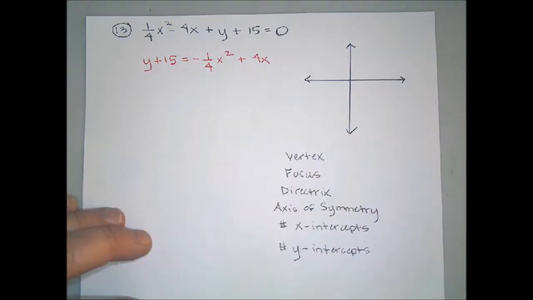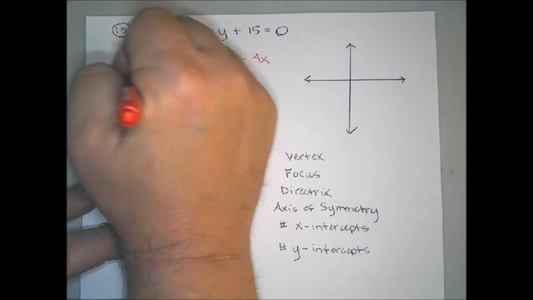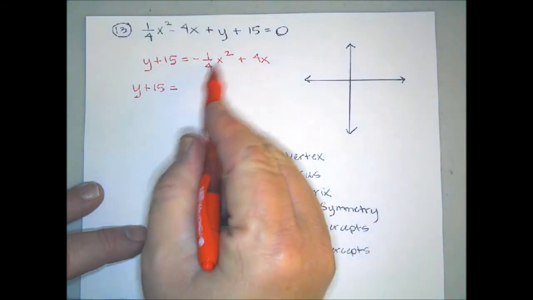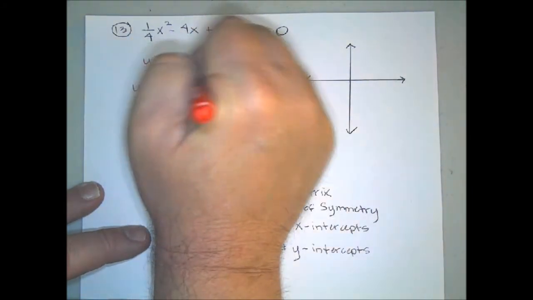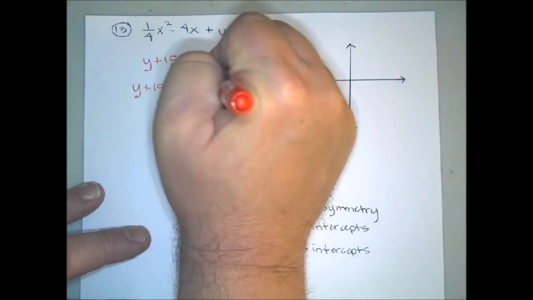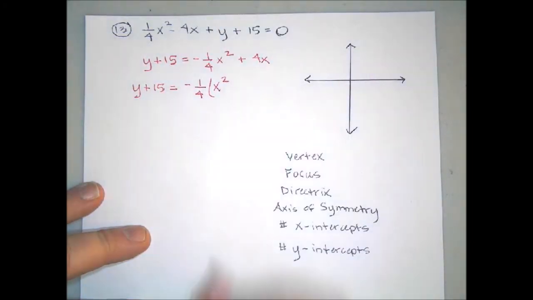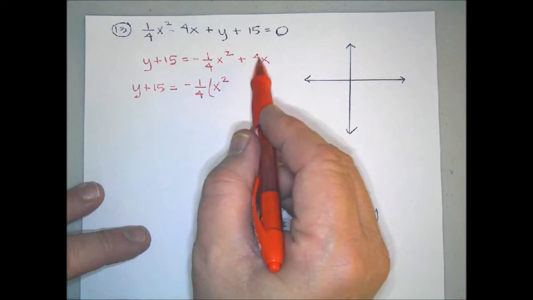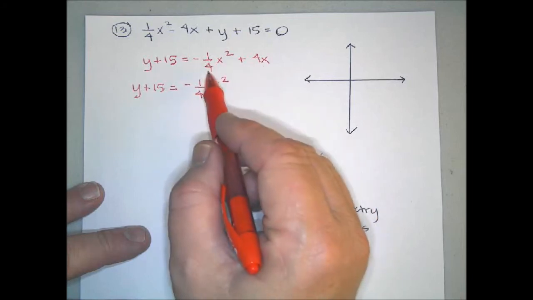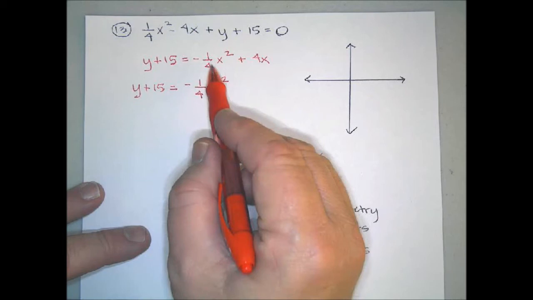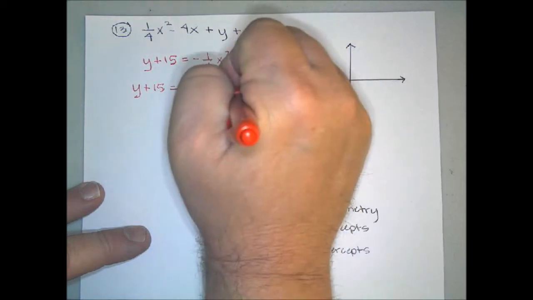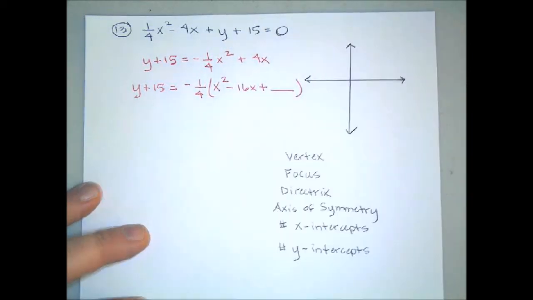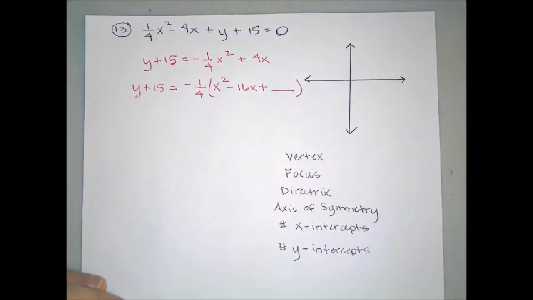Now I'm going to start the process of completing the square. y plus 15 equals, I'm going to factor out the leading coefficient of the x squared, negative 1/4. There's my x squared now. Now, when I factor out a negative 1/4 from the number 4, it's like dividing. So 4 divided by negative 1/4 would be the same thing as 4 multiplied by negative 4. So that makes minus 16x. And then there's my third number that's going to complete the square, or at least there's the position for it.